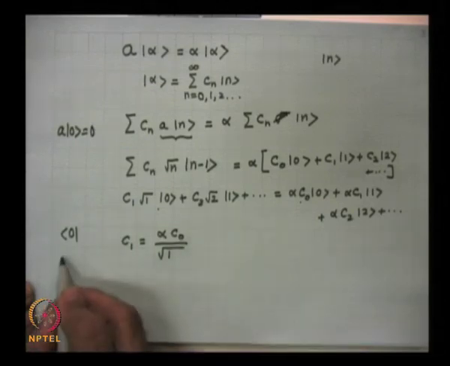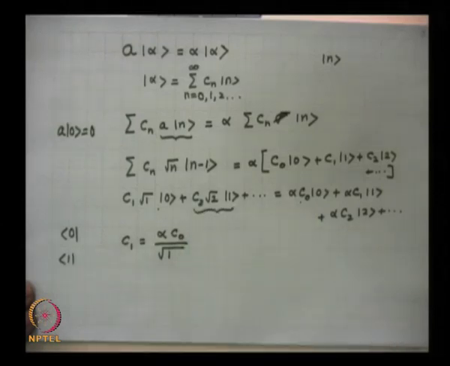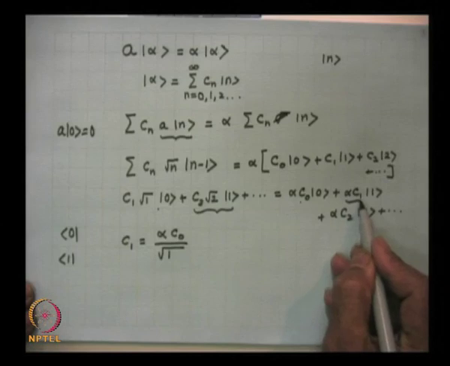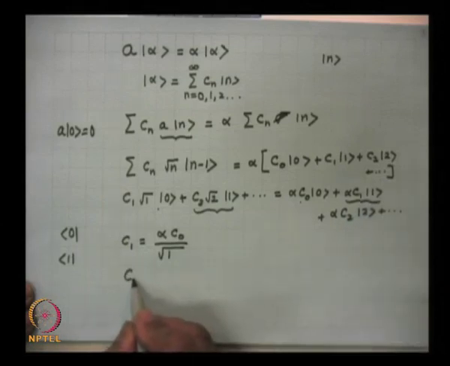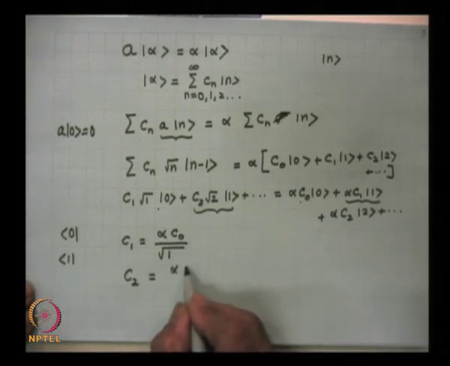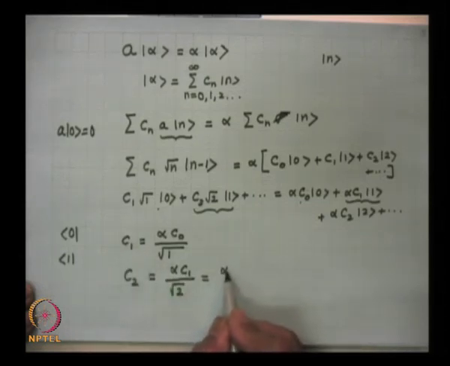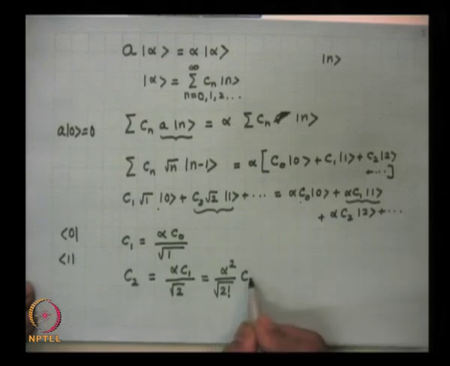Then we multiply by bra 1, all terms will cancel out except for this term and this term. So, we will have C 2 under root of 2 is equal to alpha C 1 by under root of 2. Please see, I substitute C 1 here. So, this becomes alpha square by square root of 1 into 2, that is 2 factorial, C 0.